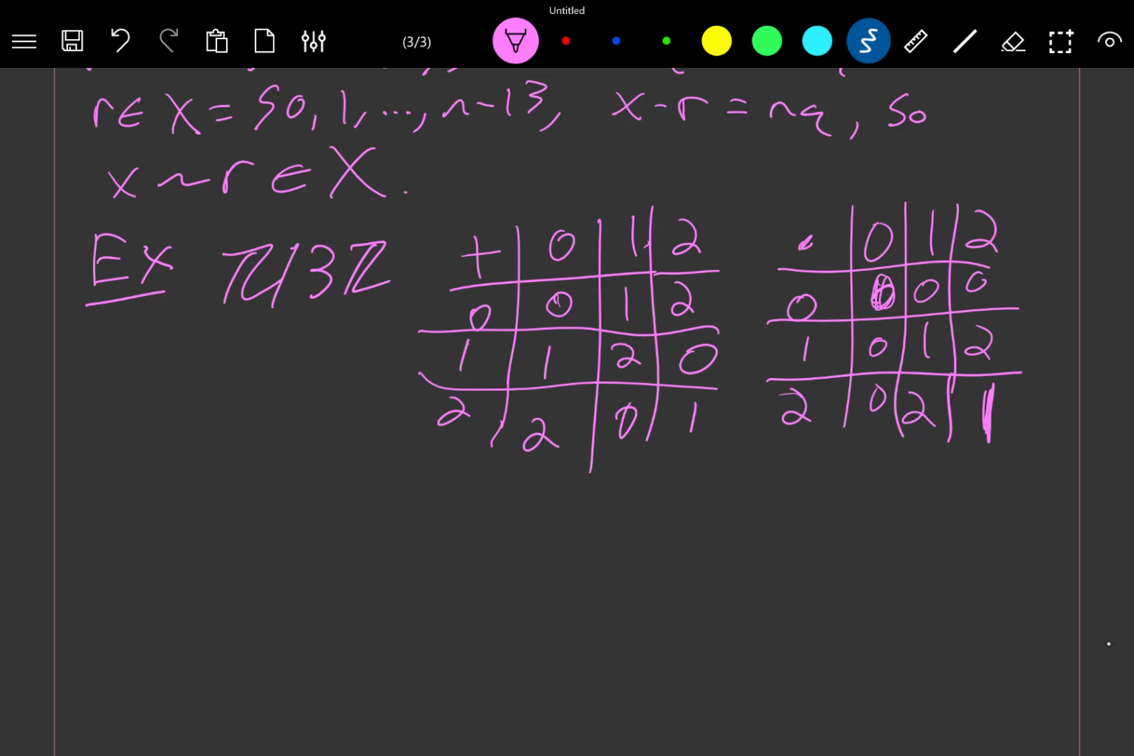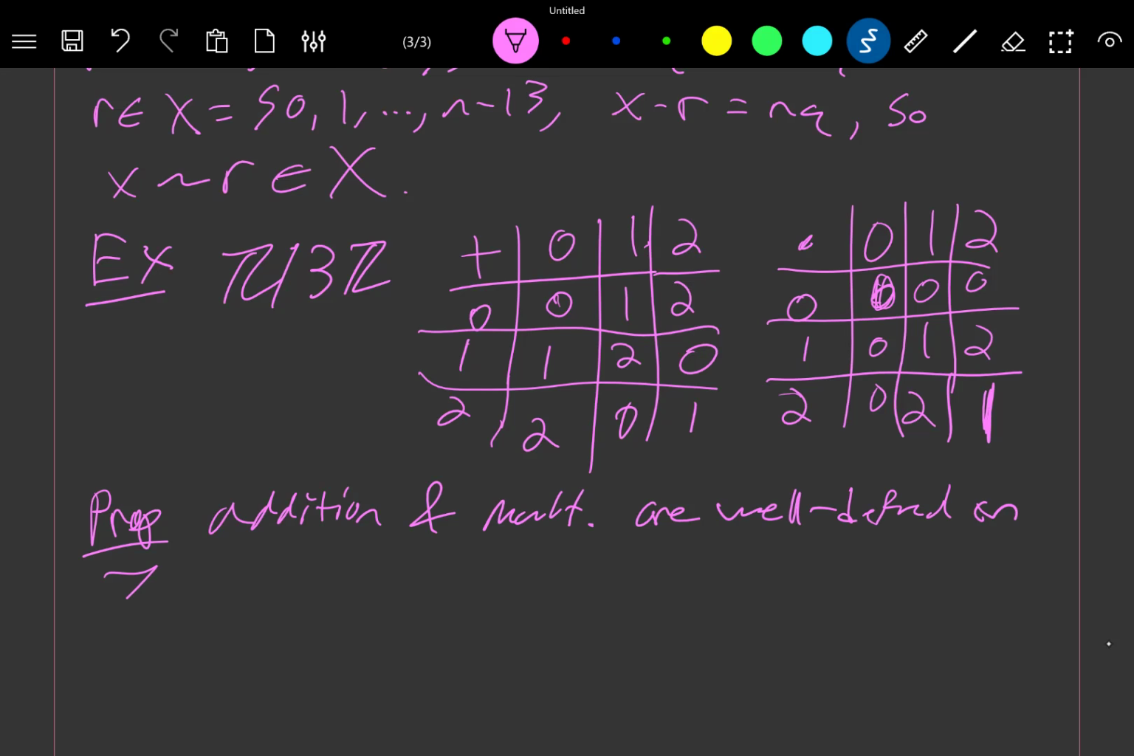So here is the proposition: addition and multiplication are well defined on Z mod nZ.